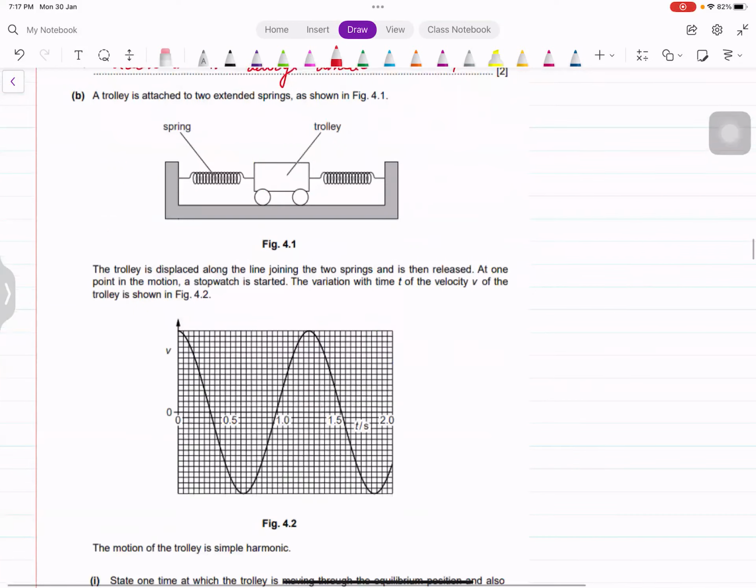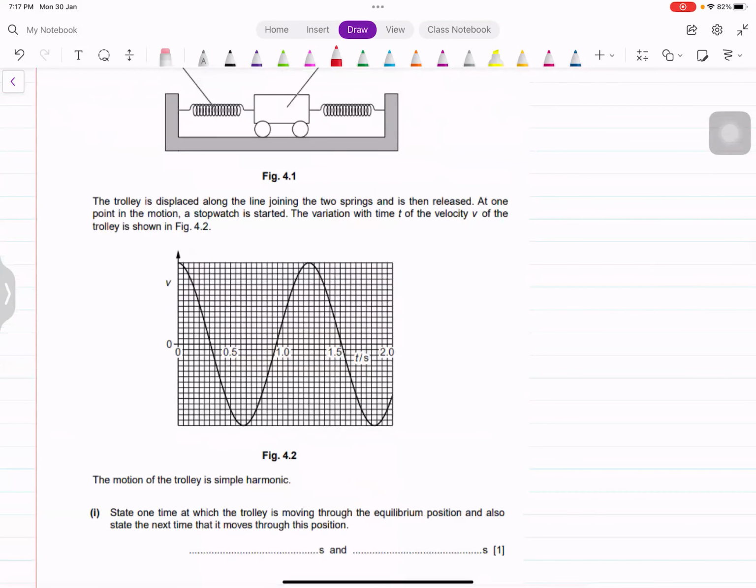All right. So the next thing is they have given a graph, and this question will be there all the time. So they say, state one time at which this trolley is moving through equilibrium position. Also state the next time it moves through this position. Now we need to understand that when something oscillates, this is the equilibrium position. And what exactly is an equilibrium position? Equilibrium position means that here velocity is going to be maximum and displacement is going to be 0.